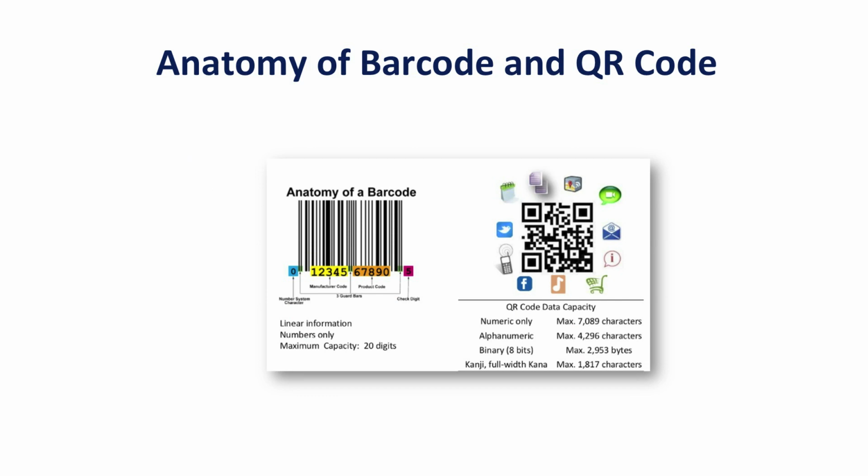The anatomy of barcode and QR code. The barcode contains only numbers, with a maximum capacity of 20 digits, whereas the QR code has a lot of storage capacity. It can store 7089 characters if it is numeric, 4296 characters if it is alphanumeric, 2953 bytes if it is binary digits, or 1817 characters if it is kanji code and other codes.